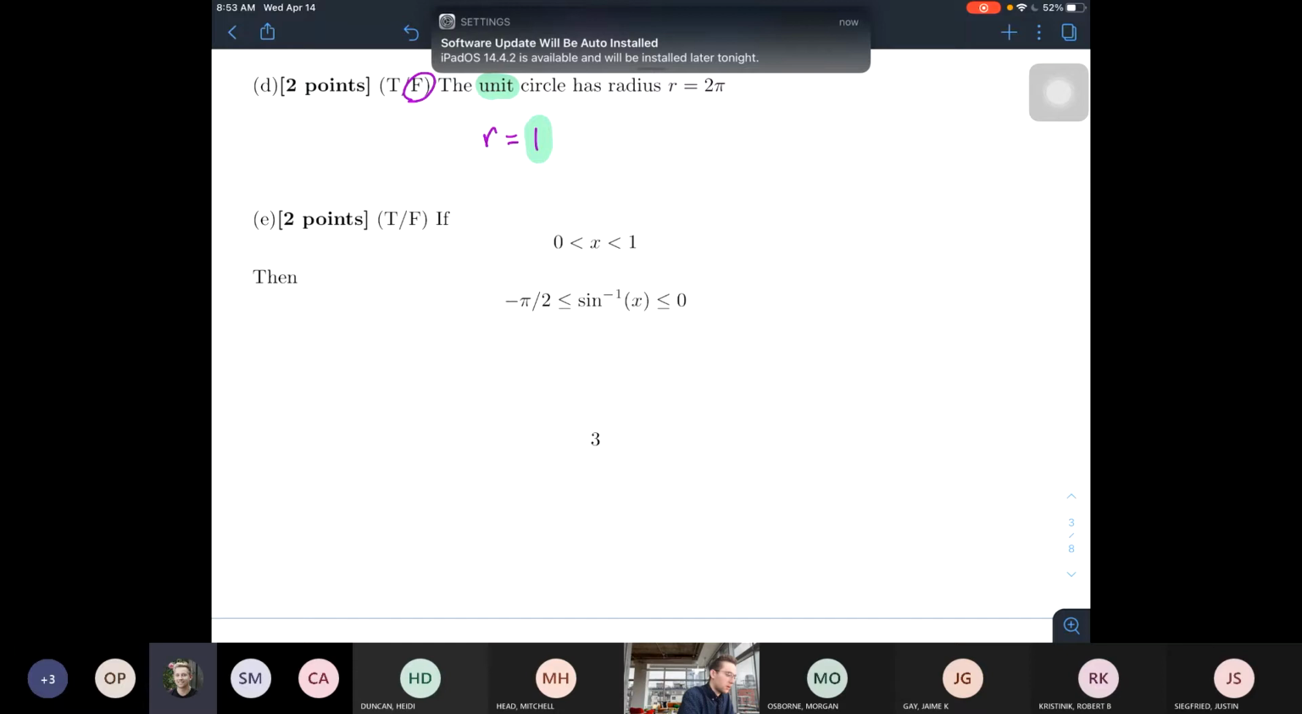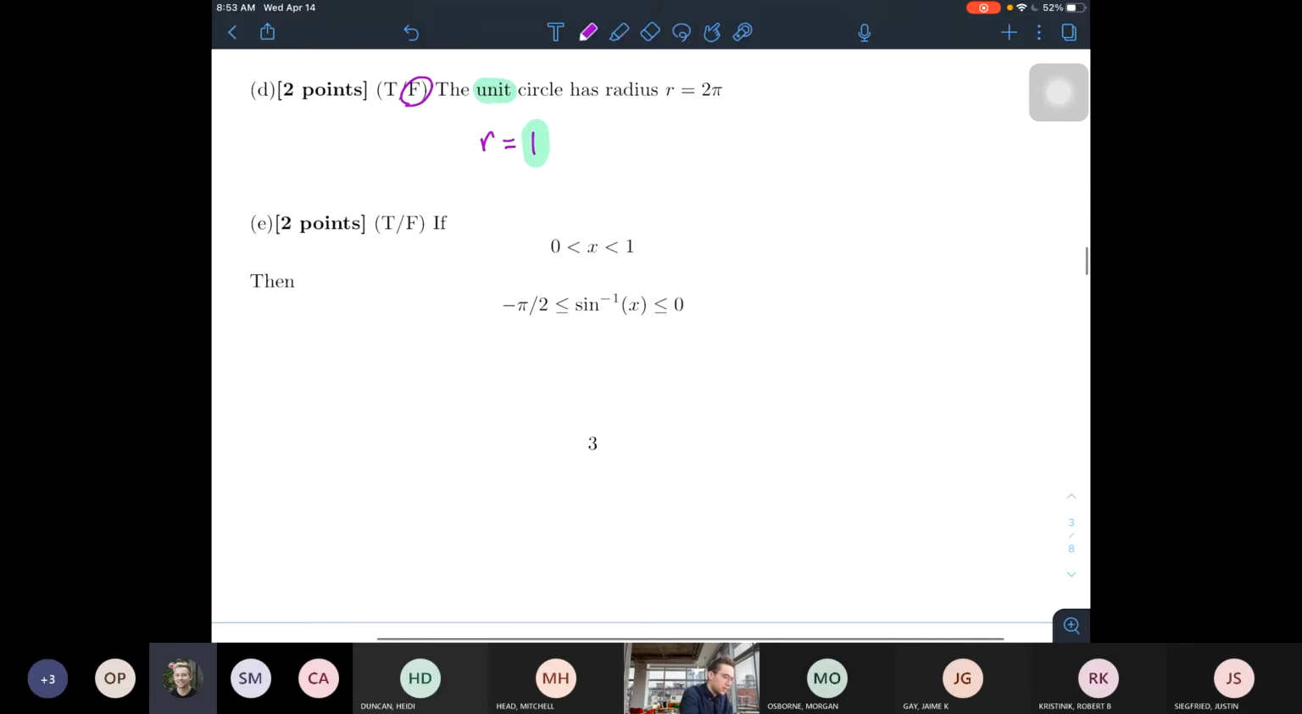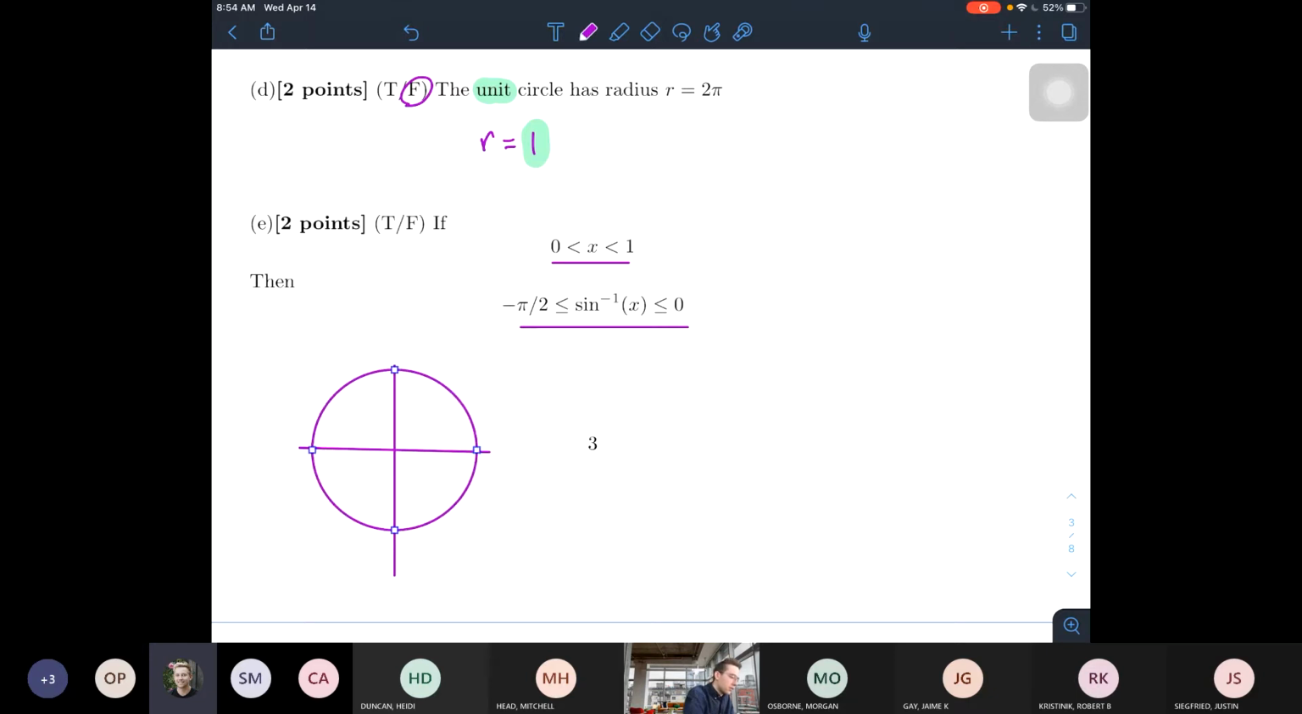And then finally, this one was maybe the trickiest true and false question. The statement says, if x is between 0 and 1, then sine inverse of x will be between negative pi over 2 and 0. And here's how you can visualize it. Remember, if we're working with sine inverse, we only care about the right half of the unit circle. So let me just draw a unit circle, and I'll highlight the right half for us. So we're only interested in the right half. And what would x between 0 and 1 be?